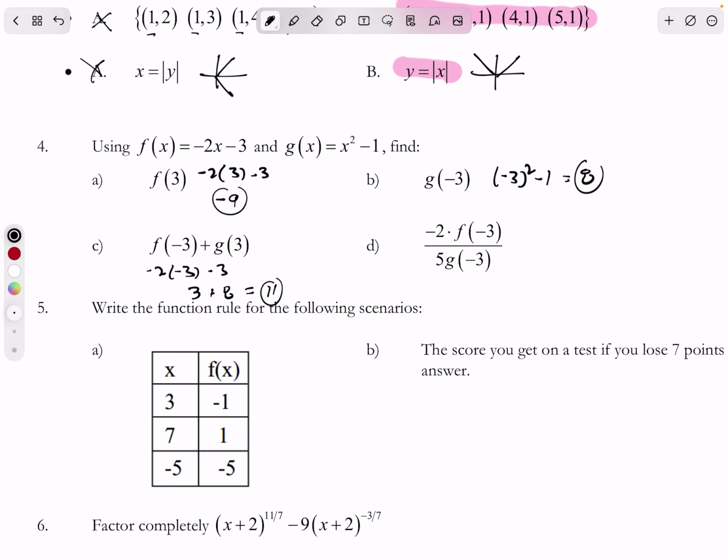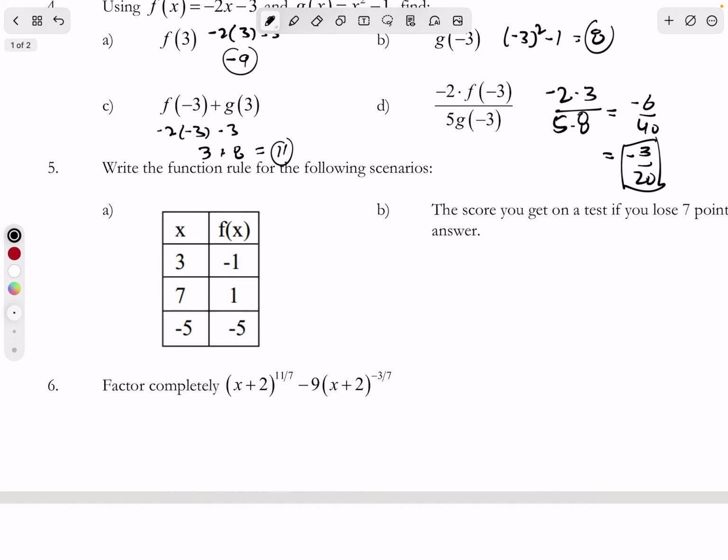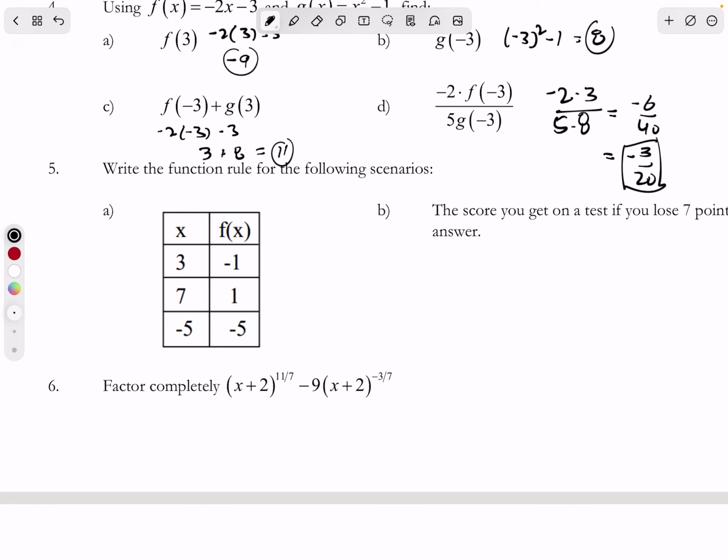And finally, negative 2 times f of 3. Well, we just did f of negative 3. It's right here. That is 3, right? So I have negative 2 times 3, and then 5 times g of negative 3, which I did in part B. That value is 8. Let's simplify that. Negative 6 over 40, which reduces to negative 3 over 20. There you go. Number 5, write a function rule for the following scenarios. I wonder if this is linear or not.